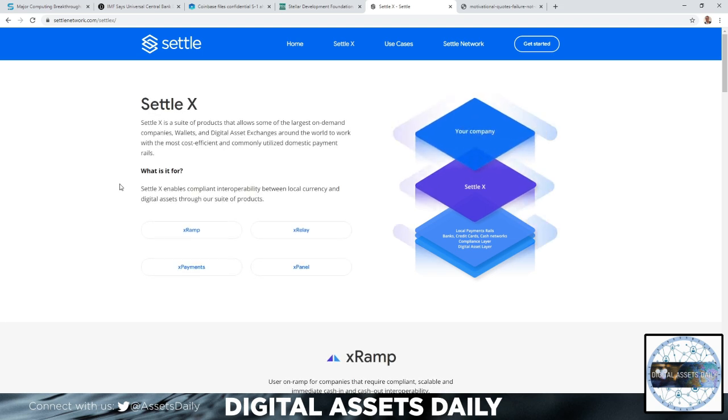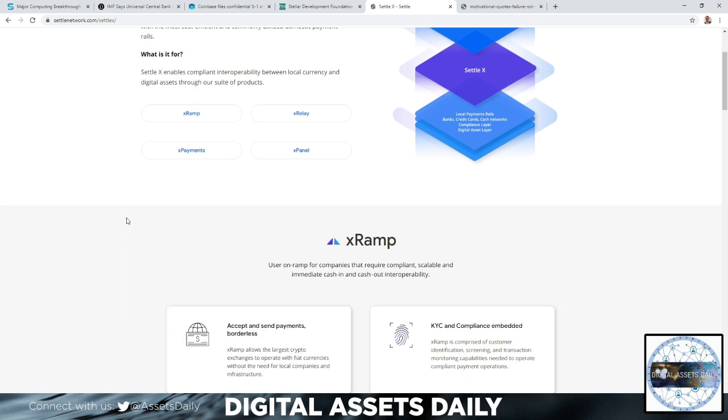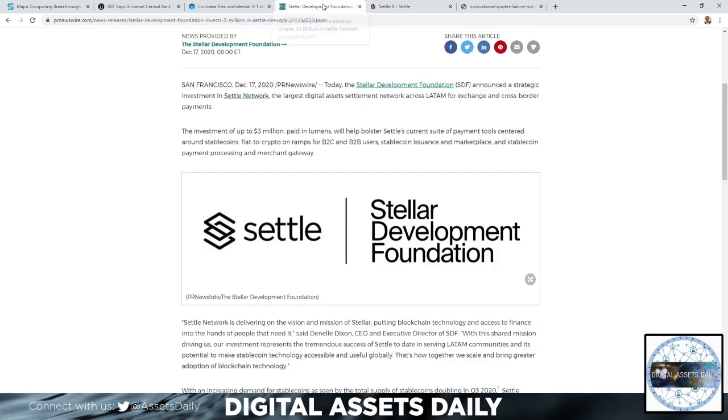It's amazing. So SettleX is a suite of products that allow some of the largest on-demand companies, wallets, and digital asset exchanges around the world to work with the most cost-efficient and commonly utilized domestic payment rails. What is it for? SettleX enables compliant interoperability between local currency and digital assets through that suite of products. And again, you can click on these. I'll include the links, as always, with every video in the description below.